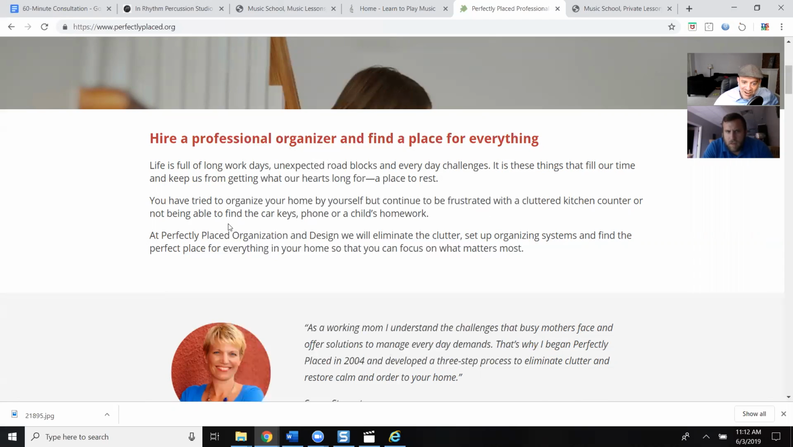But she says, "But at our business, we're going to eliminate the clutter, set up organizing systems, and find the perfect place for everything in your home so that you, the customer, can focus on what matters most." So it was a great job of it. She didn't say anything about herself. She just said, I understand the pain you have in your life, and I'm going to help you get to where you want to be.